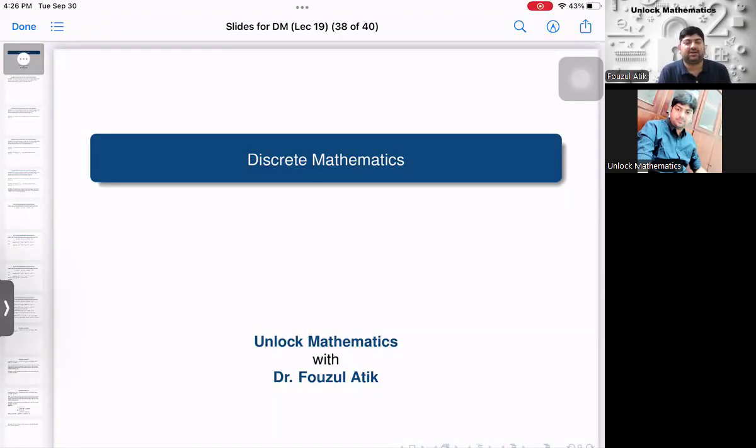So we are in the unit of elementary number theory. We have learned what is prime, then divisibility, modular arithmetic, and a lot of conjectures from the previous few lectures. So in today's lecture, we will learn what the GCD and LCM are and how to find them using different techniques, right?